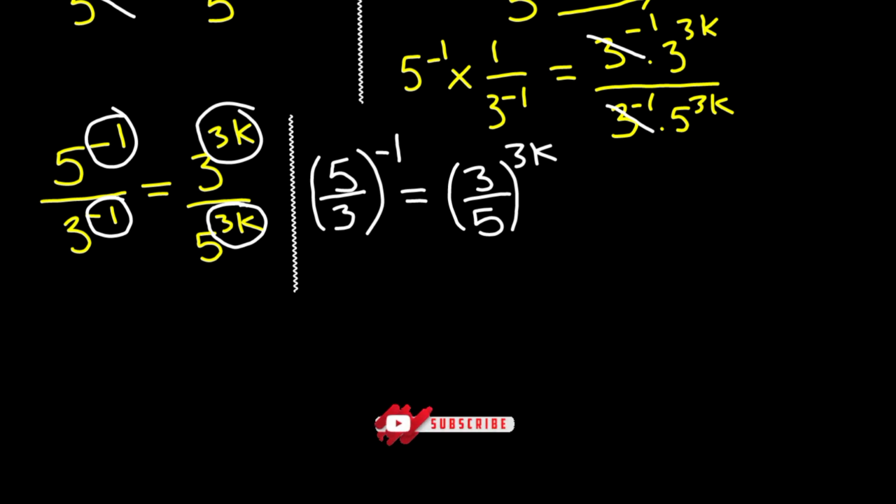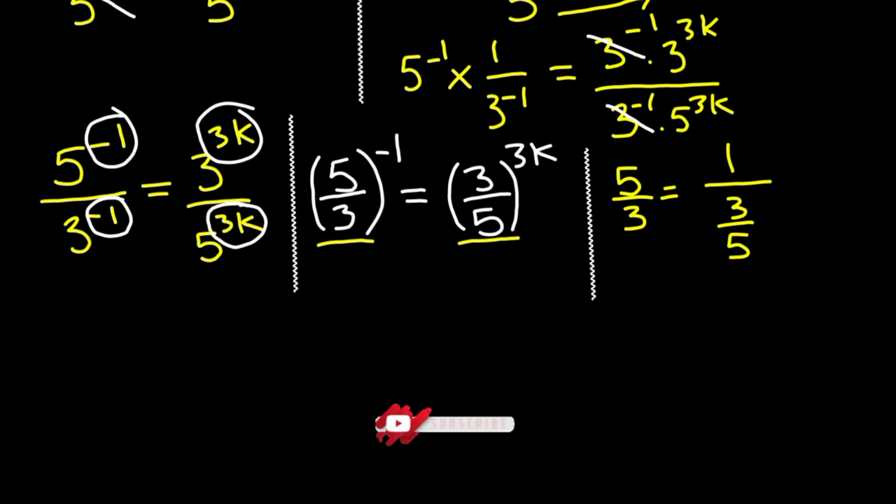Now what we need next is that we want this base and this base to be exactly the same. And if you notice, the two bases are very similar. It's just that 5 over 3 is the reciprocal or the inverse of 3 over 5. Therefore, we'll be writing 5 over 3 as the reciprocal of 3 over 5.